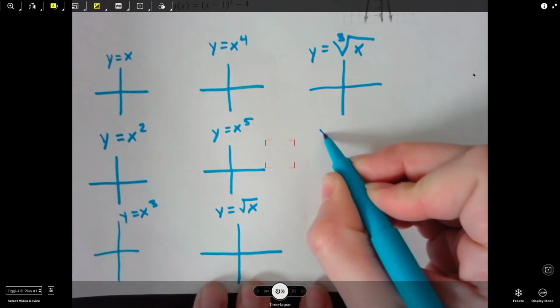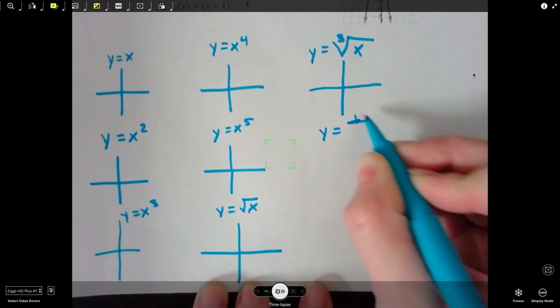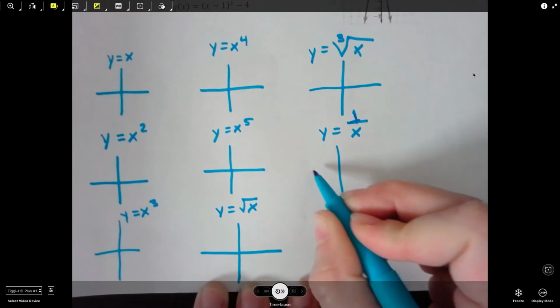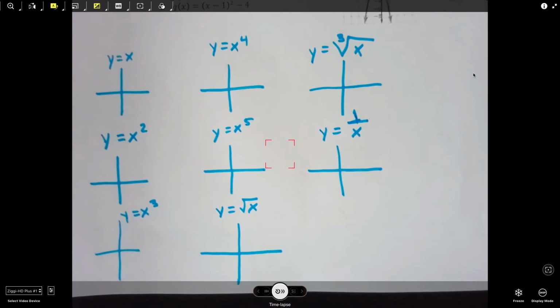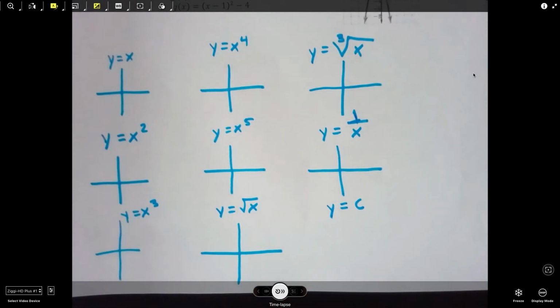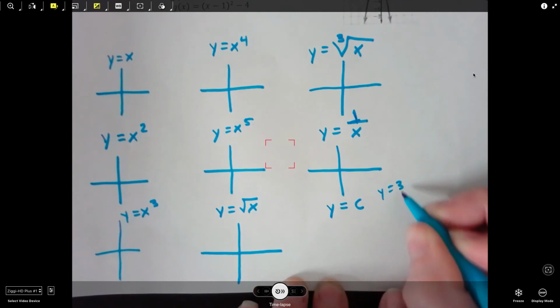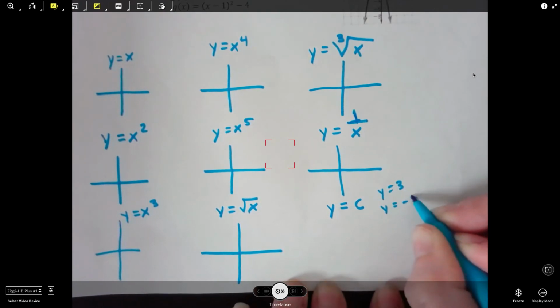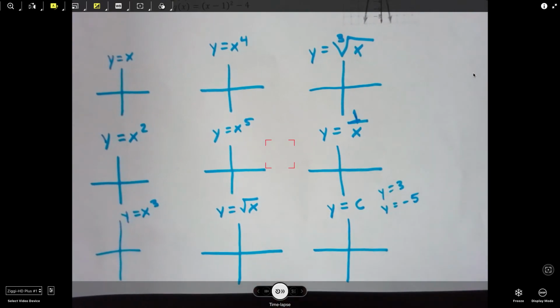Next one, y equals 1 over x. We've talked about it before. No, it's not a linear function. You're right. 1 over x, not a linear function. Okay? And the last one, let's do y equals c, where c is a constant like y equals 3 or y equals -5. Graph what it maybe looks like. Y equals a constant, where y equals a number. Okay? Write what those look like.